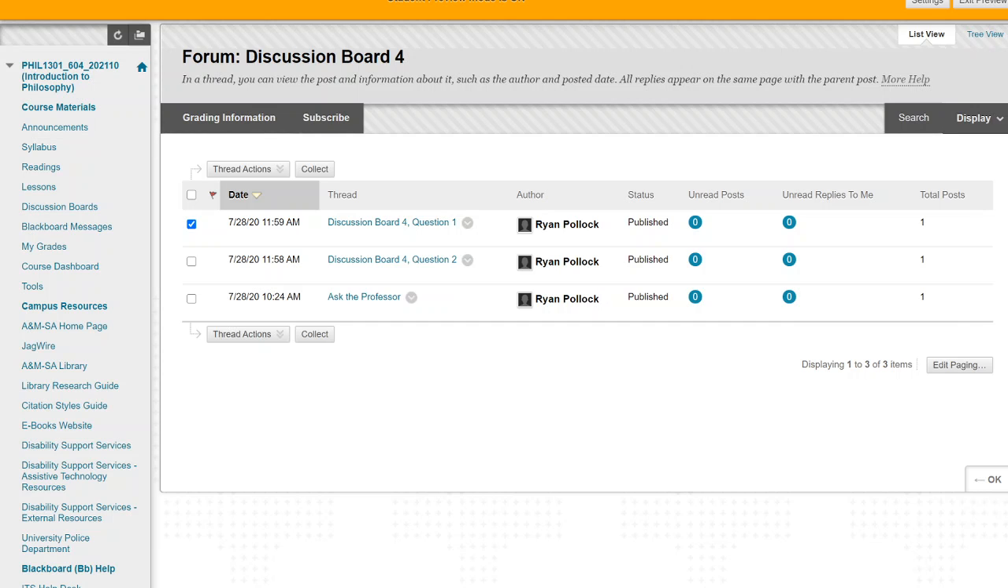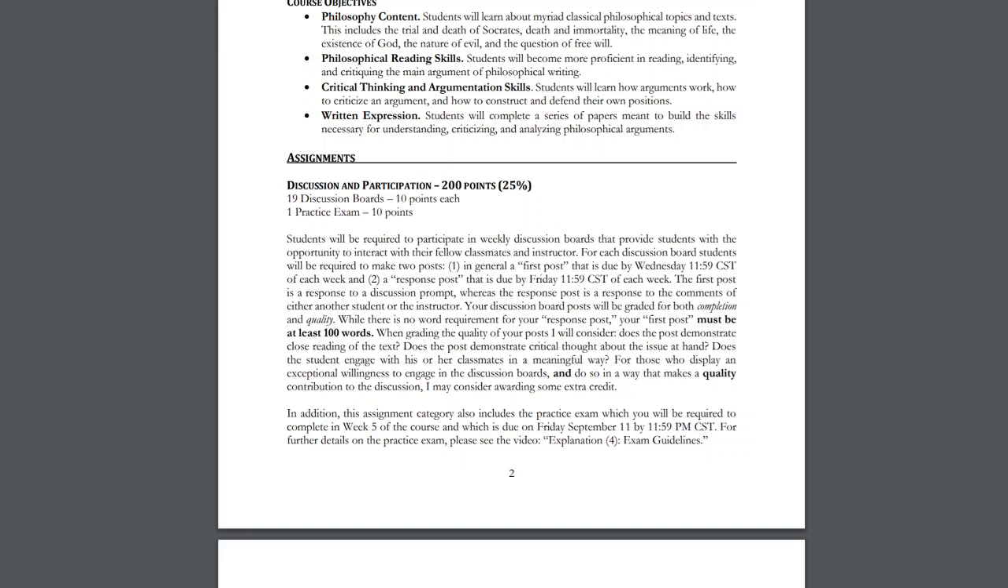and when they're due. The last thing I want to say is about how you will be graded. So you're going to be graded both on completion and also on the quality of your posts. Okay, so if you meet the basic requirements, that'll be enough to get some points, but it won't be enough to get a full 10 points.